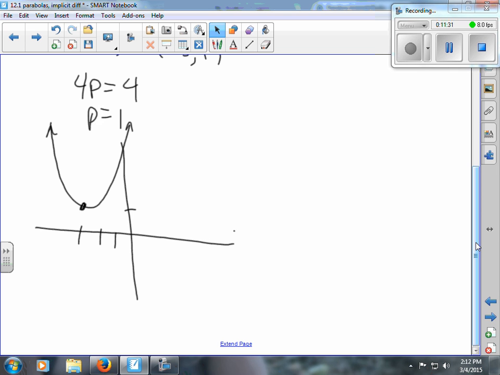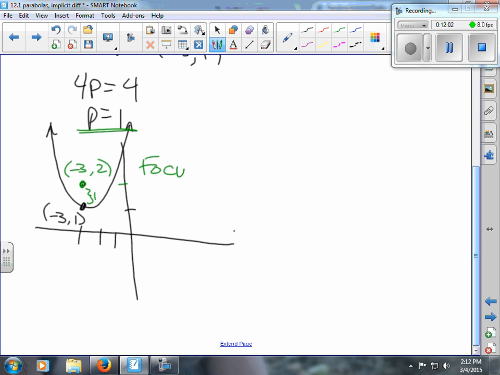Now, let's talk about what the focus should be and what the directrix should be. The focus is always inside the parabola. And so I'm going to go ahead and put that green point in there. And I know that since P is 1, this distance between my vertex and my focus is 1. And so if my vertex is the coordinate negative 3 comma 1, then what should my focus be? It should have the same x coordinate, but I just go up 1 to 2. And so we've got one of the questions answered. Focus is negative 3, 2.